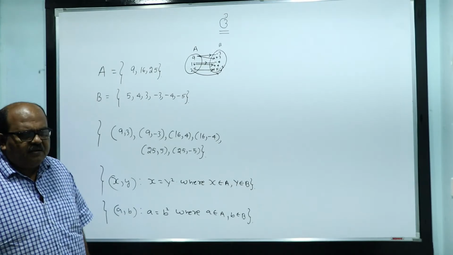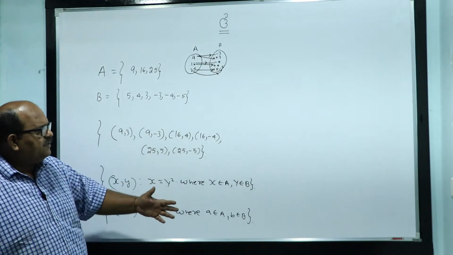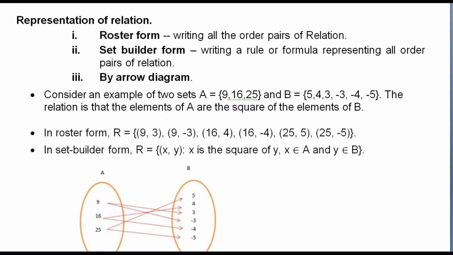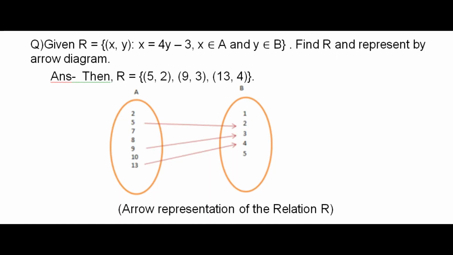This is the arrow diagram. Very simple. These are the different methods to represent relations. Now pause the video and write the note.